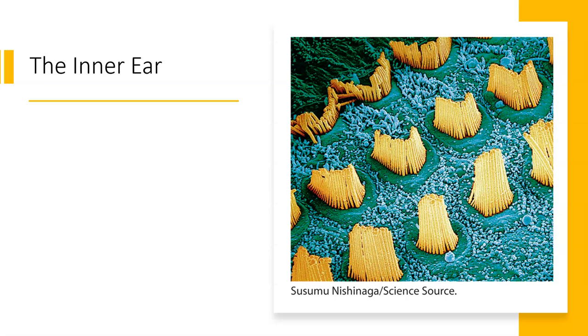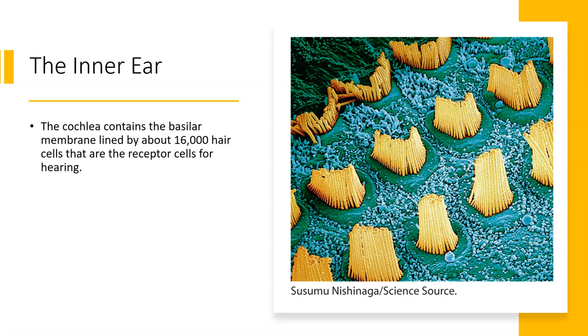The inner ear is made up mostly of the cochlea. The cochlea contains the basilar membrane that is lined by a large number, 16,000, of hair cells, which are the receptor cells that are responsible for hearing. Now, if you went back a couple of slides to look at that image of the cochlea, it has this snail-like appearance. Imagine that you could unroll it and lay it out in front of you. It's like a reverse piano keyboard in a way.